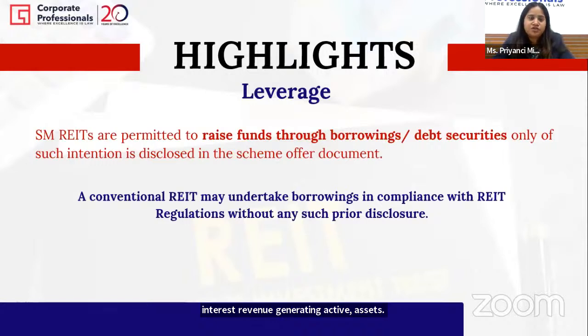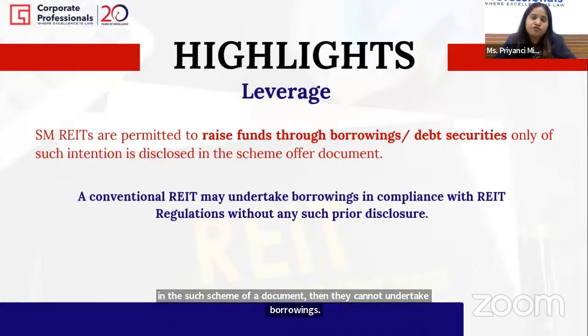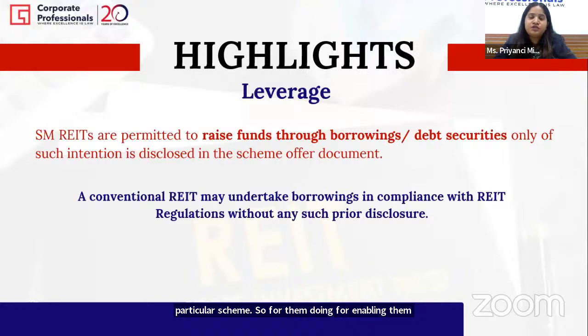Talking about leverage, this is a very key highlight feature of SM REITs. Normal REITs can undertake borrowings in compliance with the existing REIT regulations. They need to comply with the laid out framework and they can make borrowings. But for SM REITs, it has been clearly specified that whenever they float any scheme offer document, unless they have mentioned their intention to borrow funds in future, they cannot undertake borrowings or leverage for that particular scheme. To enable them to borrow, they need to include this intention in the scheme offer document. Only then can they make borrowings.